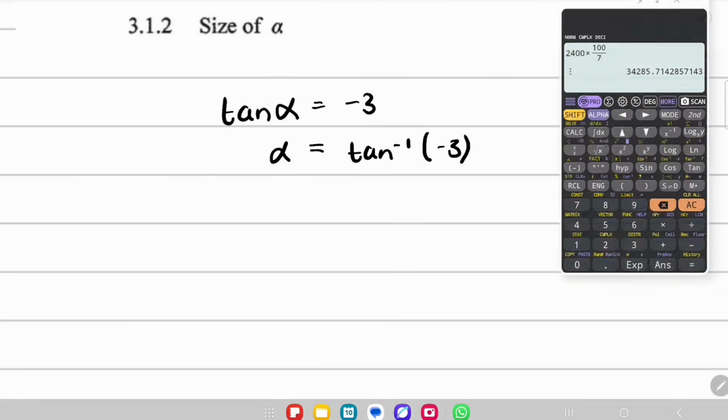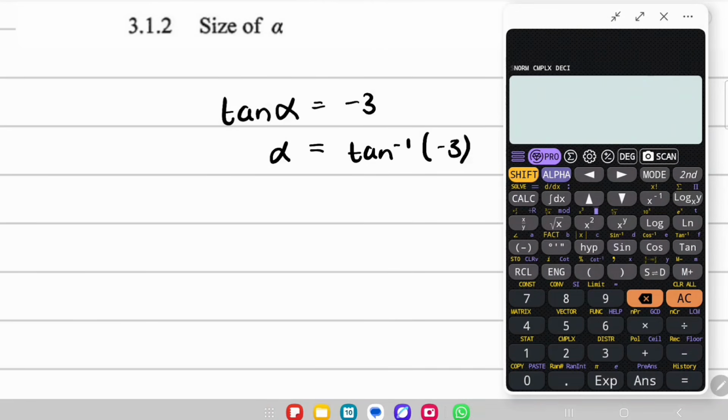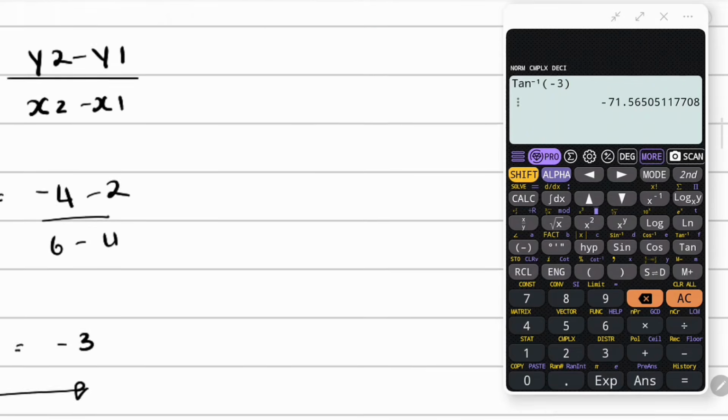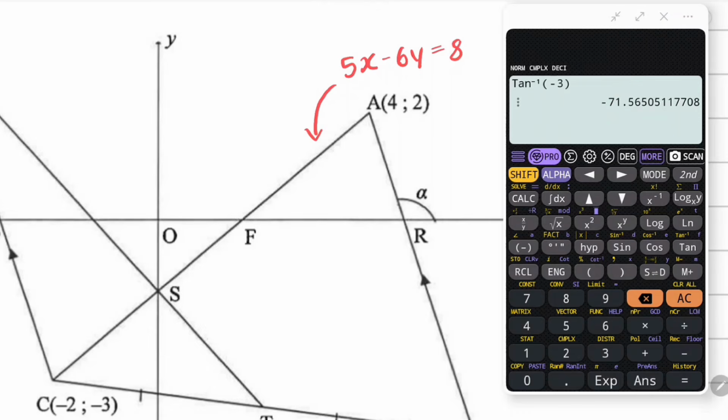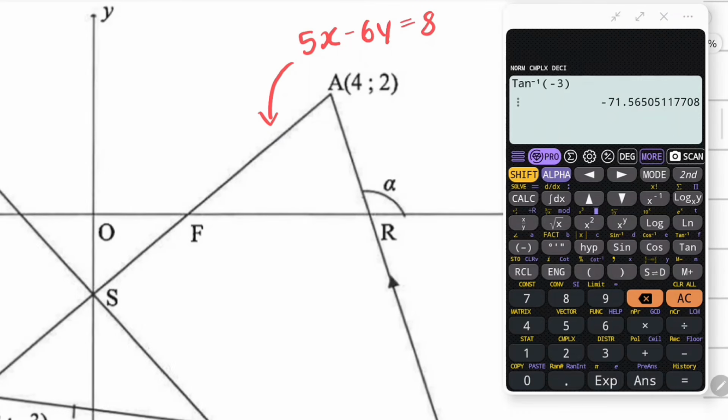Now immediately we try arctan -3. Look at what we get. Shift tan -3 on your calculator gives you -71.56 degrees. And that's because your gradient was negative. So it is not measuring anti-clockwise the way angles should be measured. Angles measure anti-clockwise. It's measuring clockwise. Okay, so it's measuring like that.